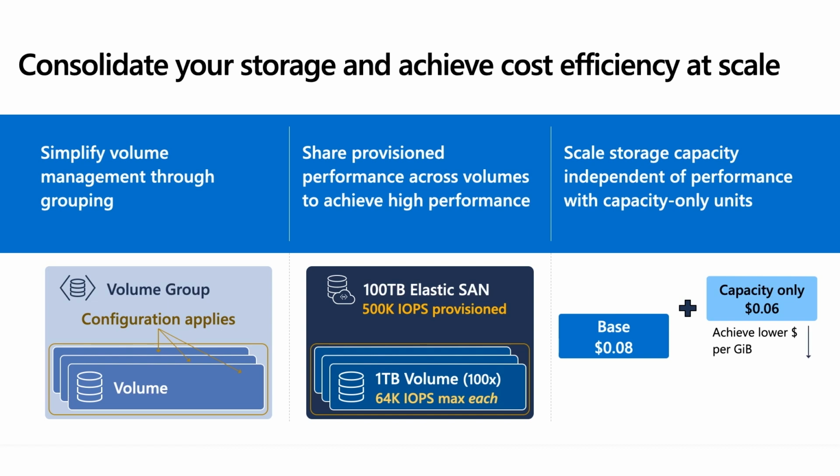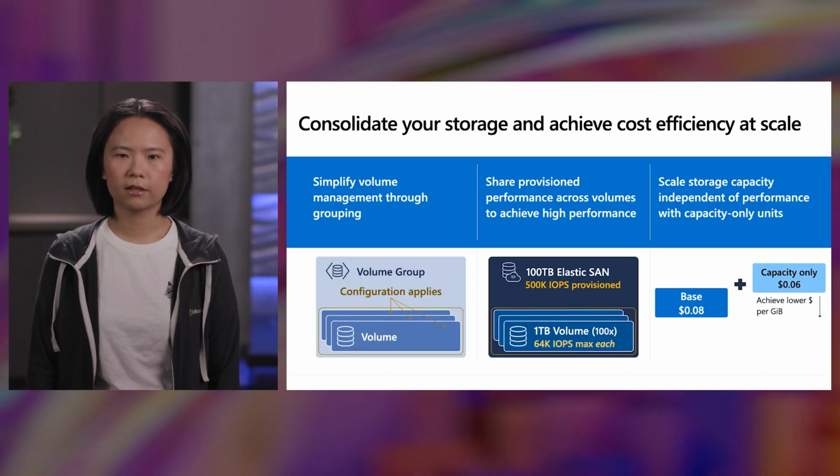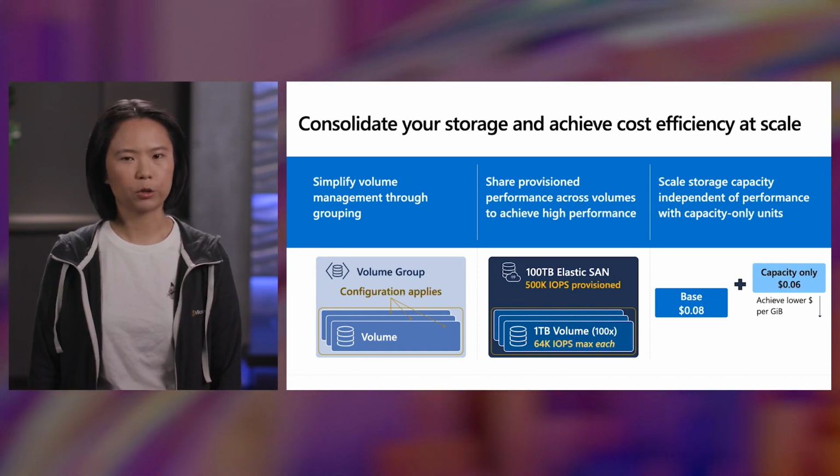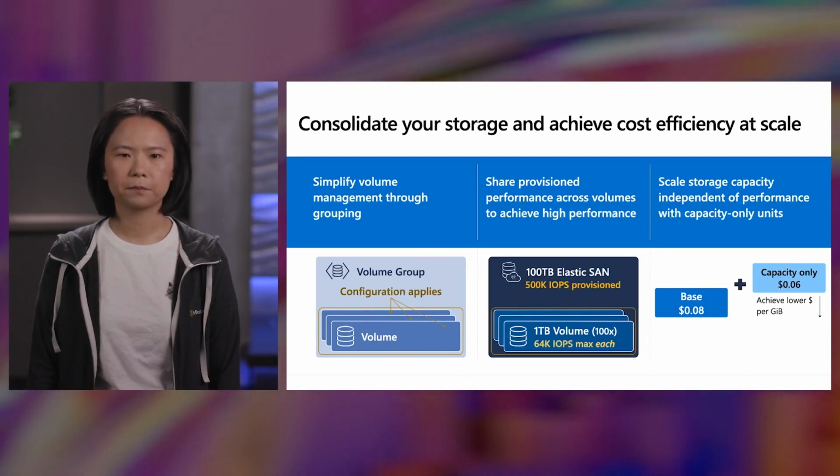Also, if your workload requires more storage than you originally provisioned, Azure Elastic SAN offers capacity units that provide only storage. So if you need an extra 20 terabytes, you can purchase just that at a significantly lower price than if you had to purchase it with more performance.